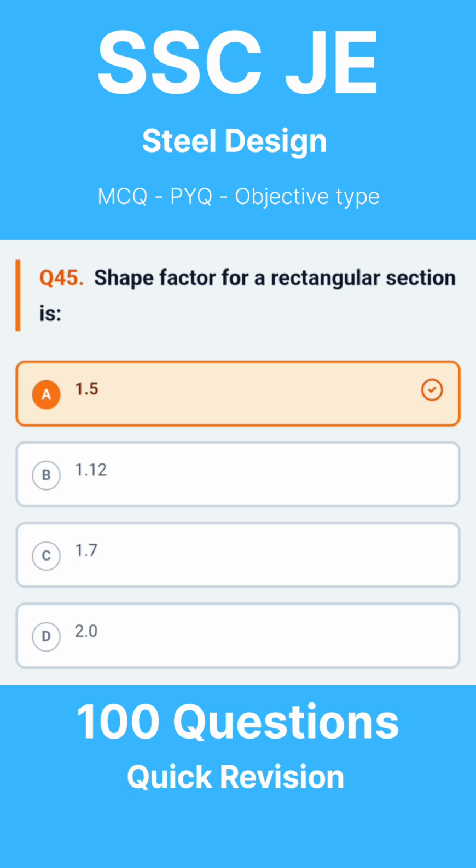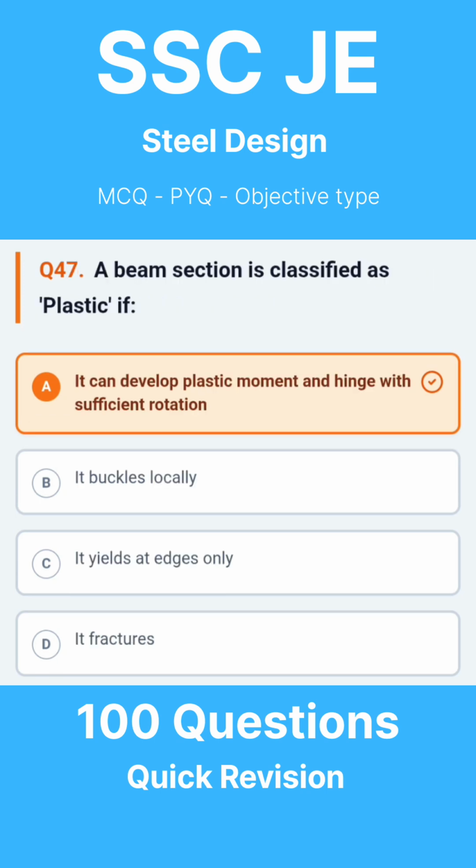Question 45. Shape factor for a rectangular section is. The correct answer is 1.5. Question 46. Shape factor for an I section about strong axis is typically. The correct answer is 1.12 to 1.14. Question 47. A beam section is classified as plastic if. The correct answer is it can develop plastic moment and hinge with sufficient rotation.